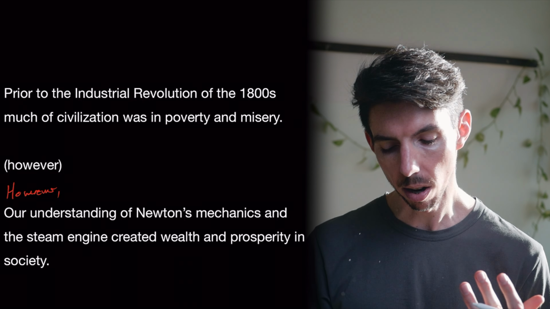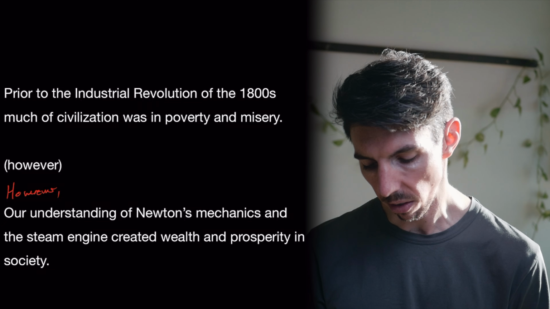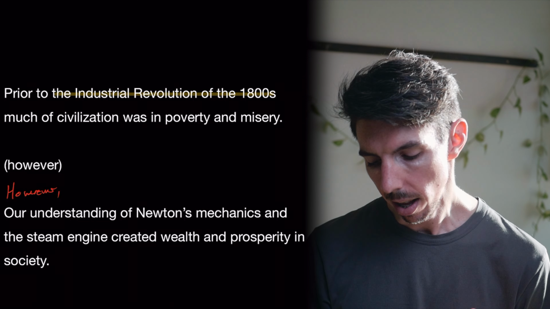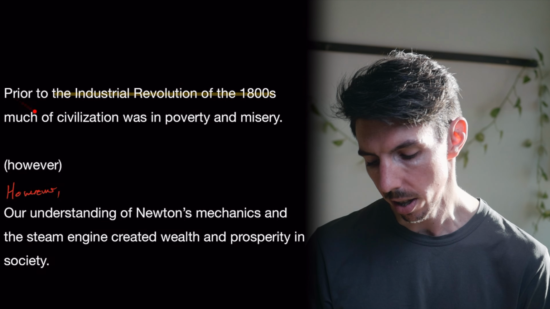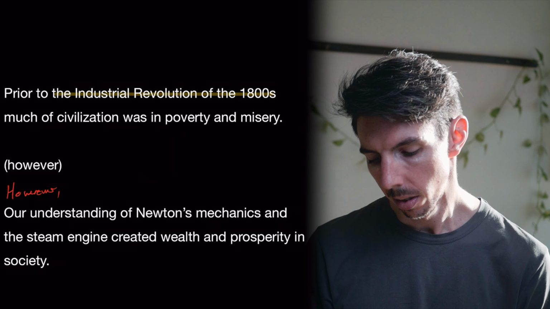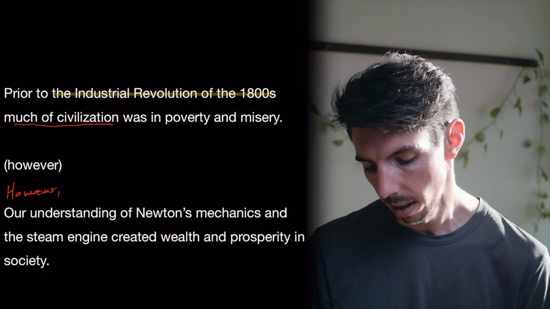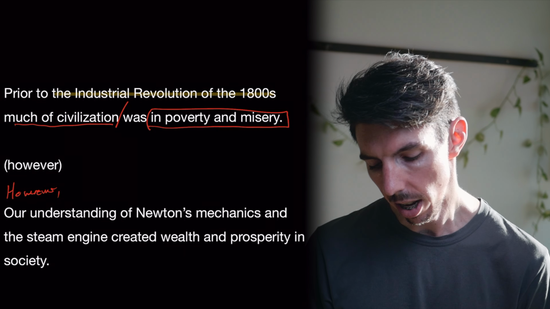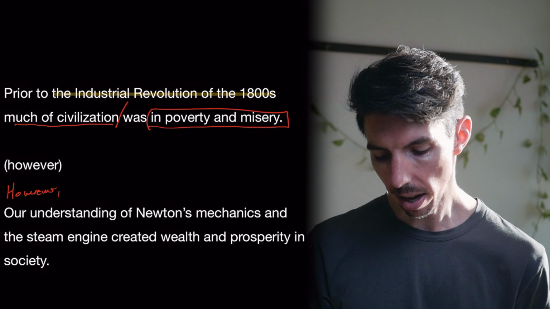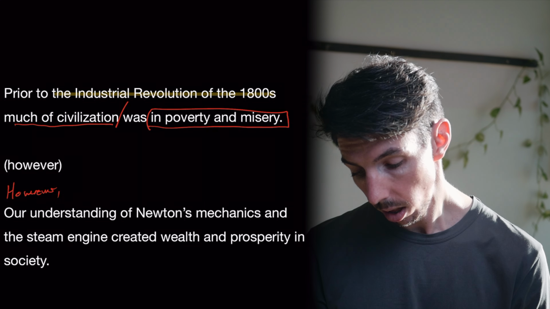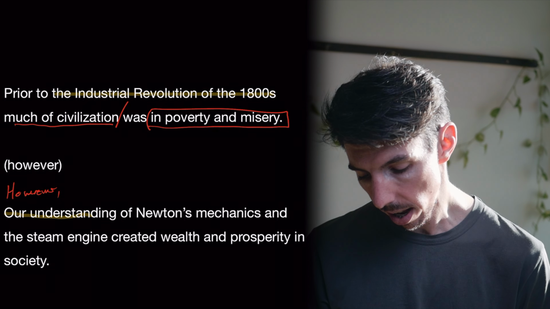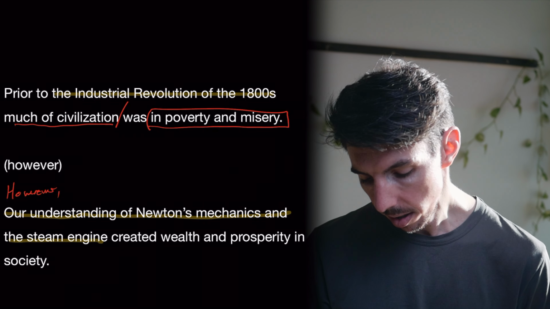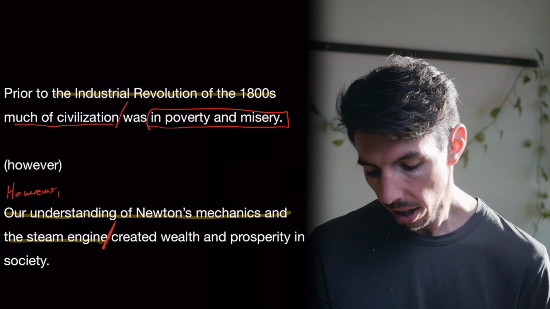And so if we want to keep a parallel structure, let's see what these sentences are made out of. Let's break them up. Prior to this time. So we introduce this clause with a prepositional phrase, prior to this thing. And then we have a subject, verb, and then a subject complement here, in poverty and misery. Now look at the structure of the next clause. We have a long subject here, our understanding of what? Of Newton's mechanics and the steam engine. That understanding created wealth and prosperity.